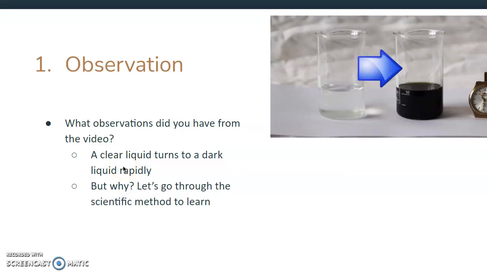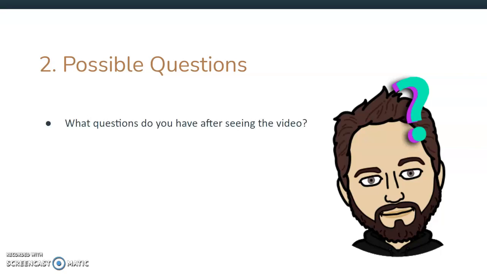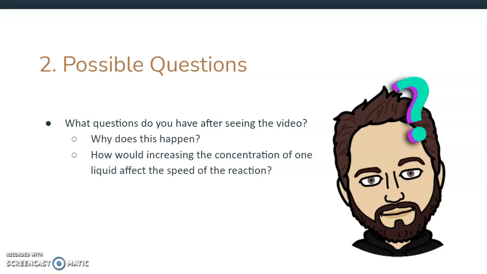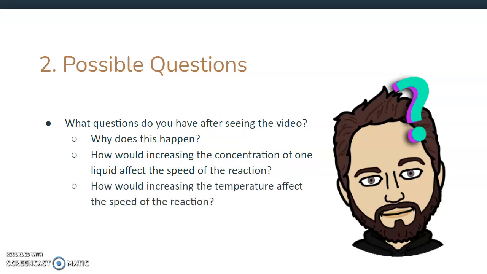We can use our scientific method to learn about it. I'm curious what you think after the video, but some possible questions I have are: why does this happen? A great question to start with. Would increasing the concentration of one of the liquids speed up the reaction? If we made it really, really strong, would it go faster, slower, or not change at all? I'm also curious what would happen if we made it hotter. What if we changed the temperature of the liquids? How would that affect our reaction?